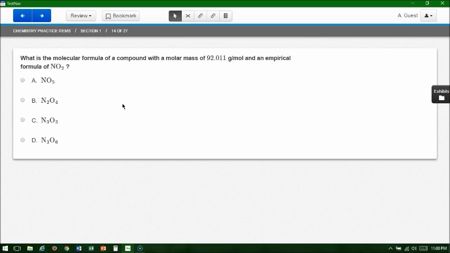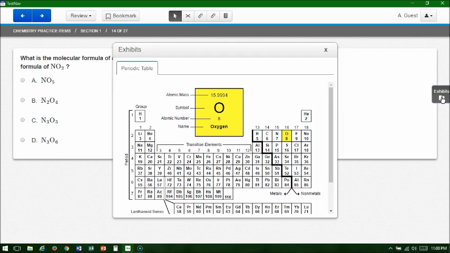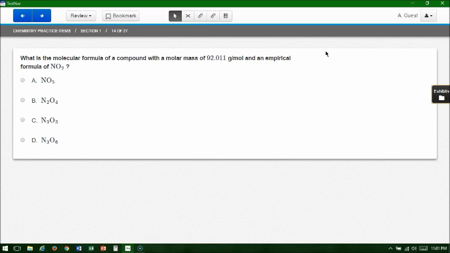Number 14 says, what is the molecular formula of a compound with a molar mass of 92 grams per mole and an empirical formula of NO2? Let's focus on the NO2. Nitrogen weighs around 14, oxygen weighs around 16. So if we have NO2, that's 14 plus 32, that's 46.